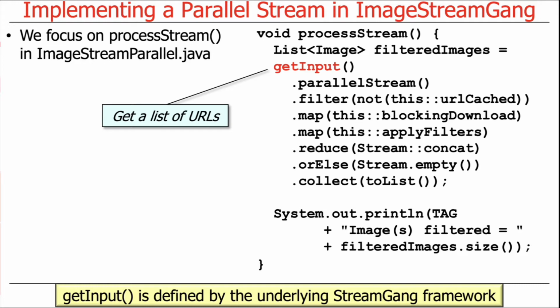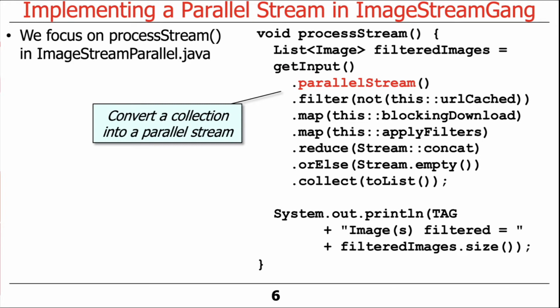First thing we do is we get the input. So getInput is something that comes from the StreamGang framework, and it gets the list of URLs which are either given to us by a user on some kind of GUI, or reading from a file, or reading from the command line, or wherever we get it from. We then convert that collection of URLs into a parallel stream.